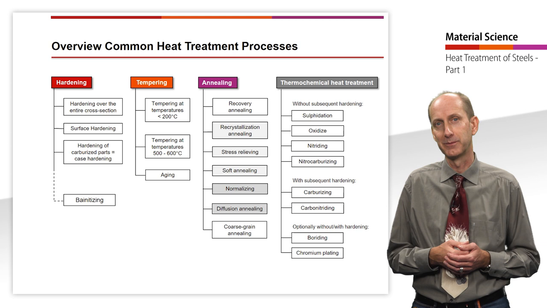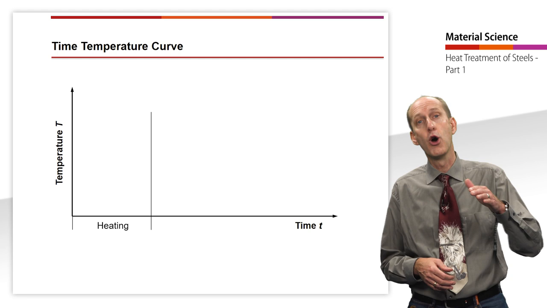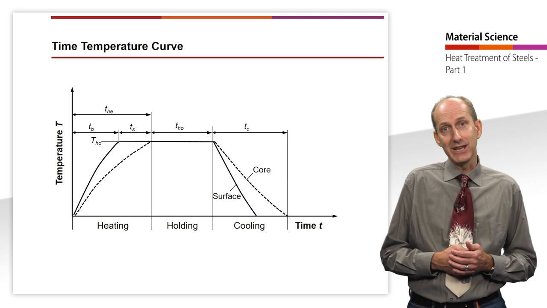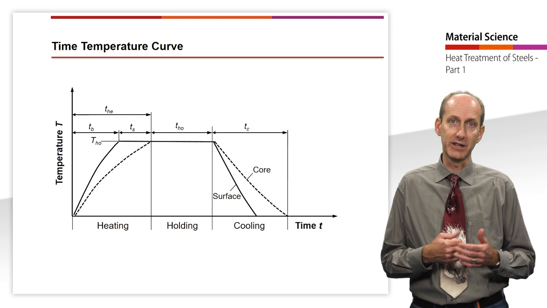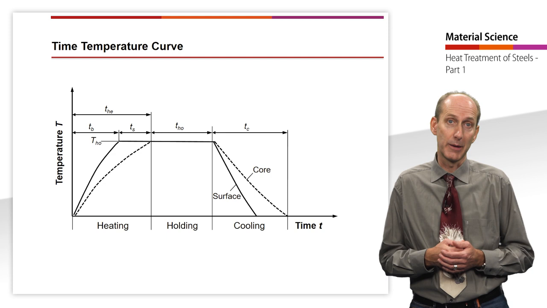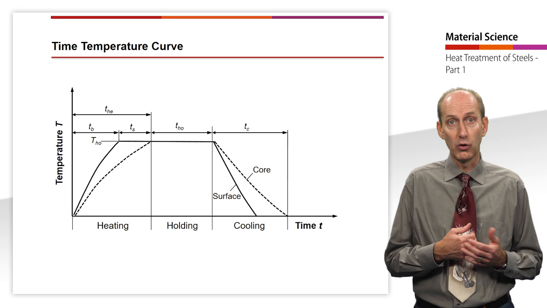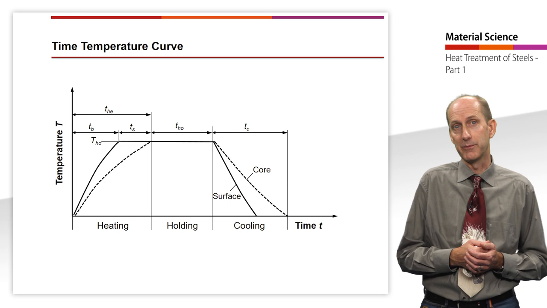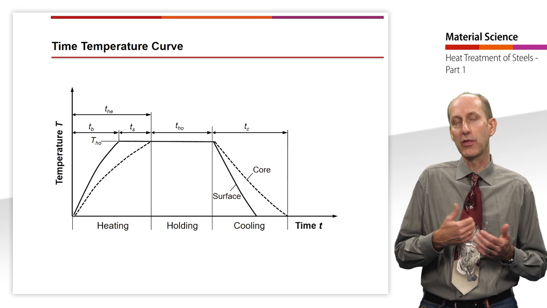Heat treatment is carried out in three steps: heating, holding, and cooling. tE is the heating time. Here the workpiece is heated continuously to capital T_HO. tE consists of tB, the heating time in which the boundary zone reaches T_HO, and tS, the soak time in which the core zone reaches T_HO. tHO is the holding time. Here the microstructure is homogenized. tC is the cooling time.